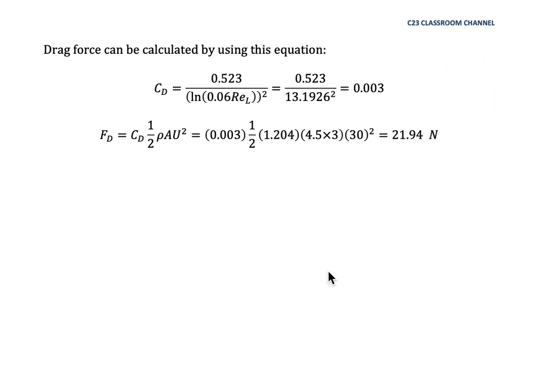And to calculate the drag force here, we have the equation. So this is the equation to get the CD. We substitute with all the data that we have, and finally we could say that the total drag coefficient is 0.03.